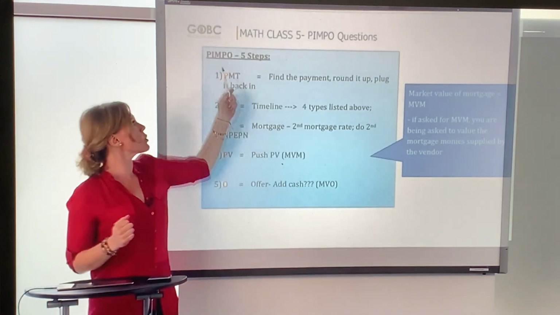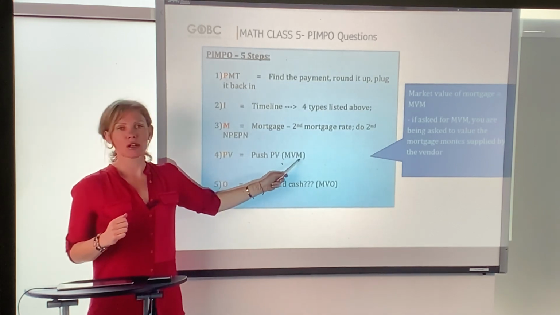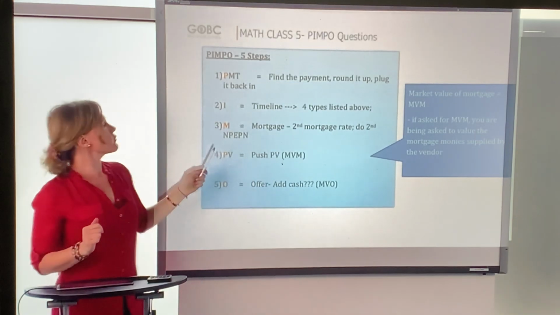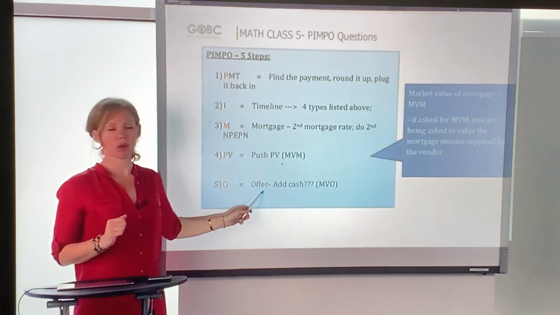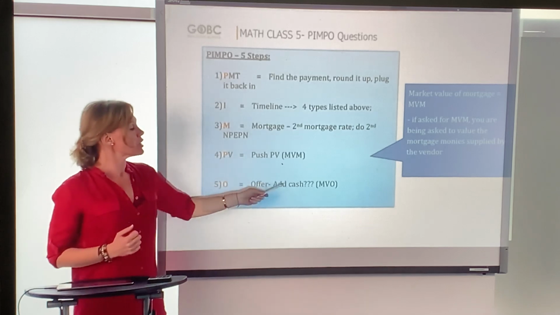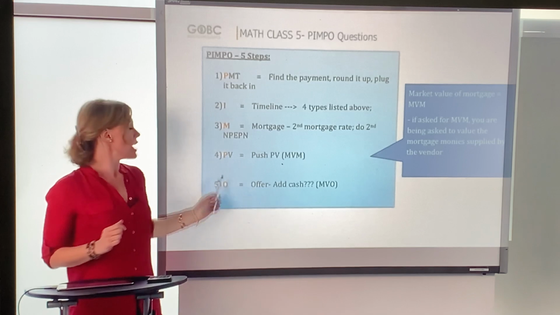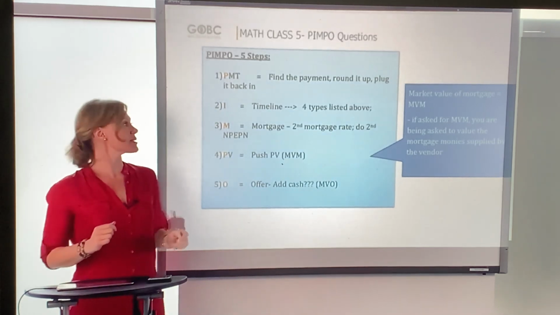So PIMP and PIMPO, the only difference between those 2 is what you're looking for. If they're looking for the market value of a mortgage, you press PV and you're done with the question. If they're looking for the market value of an offer, which most questions will, they usually ask you for the offer. They say, how much is the value of this offer? With the offer, you need to add cash. Cash will be given to you in the question. So if it's not given to you, you have to find it yourself. And that's it. So I'm going to show you all those steps in the questions.